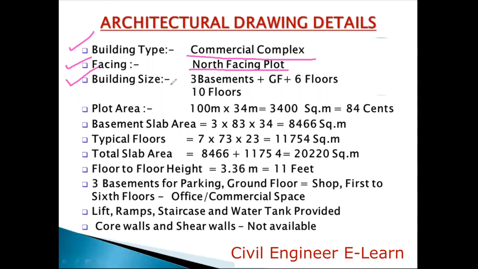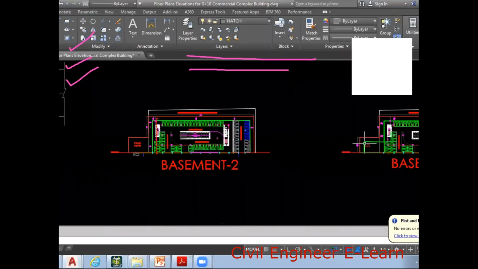In fact, this is the original terminology: 3 basements plus ground floor plus 6 floors. 3 plus 1, 4 plus 6, a 10 floors building, right? And then plot area. What is the plot area? Plot area is 100 meters by 34 meters, which is almost 3,400 square meters, which means 84 cents. So this is what the building is.